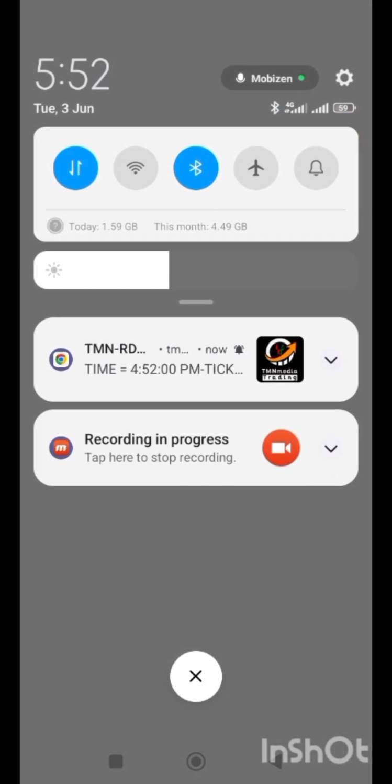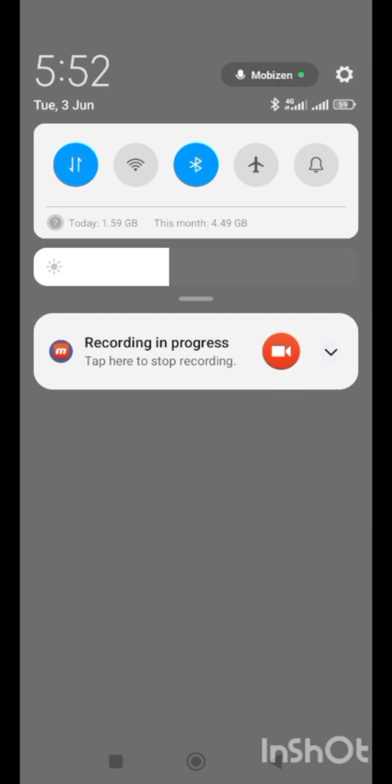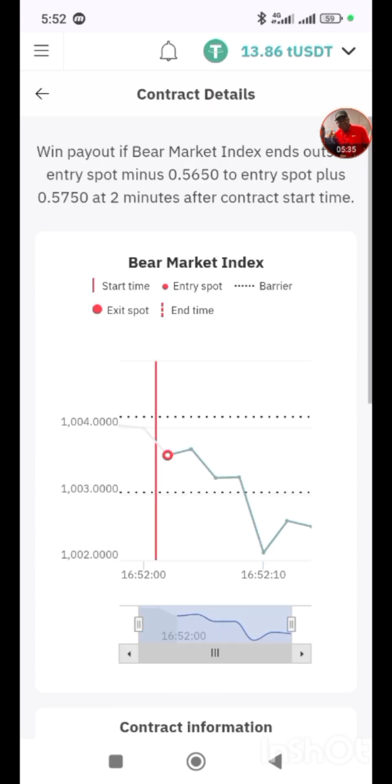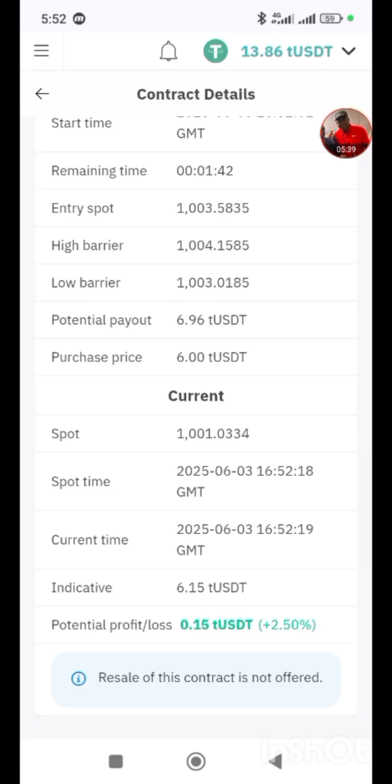You can see the notification. This is the notification, 4:52. That's 5:52. So I've made an entry based on the signal. I just wanted to show you so that you see that I'm actually trading with the signal. But this time around, I'm trading ends outside, not goes outside. The signal works for both.